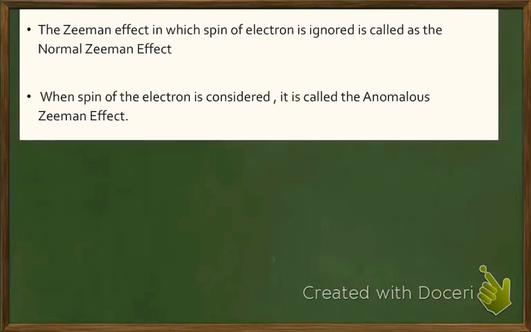In this study, we will ignore the spin of hydrogen's electron. The Zeeman effect without the spin of electron is called normal Zeeman effect, and when the spin of electron is considered, it is called anomalous Zeeman effect.